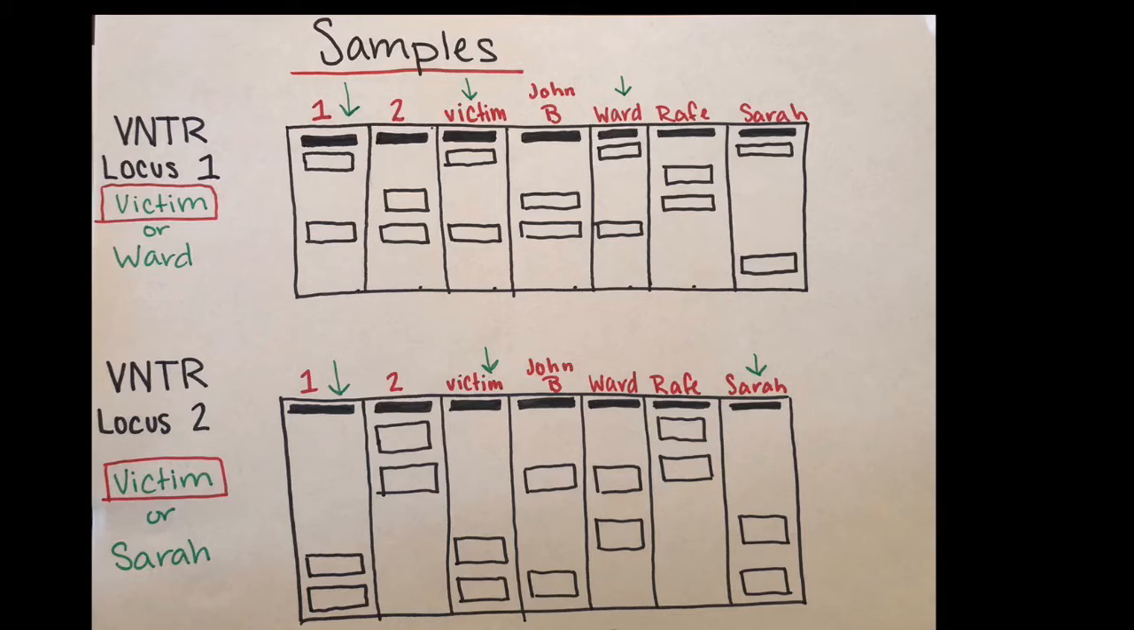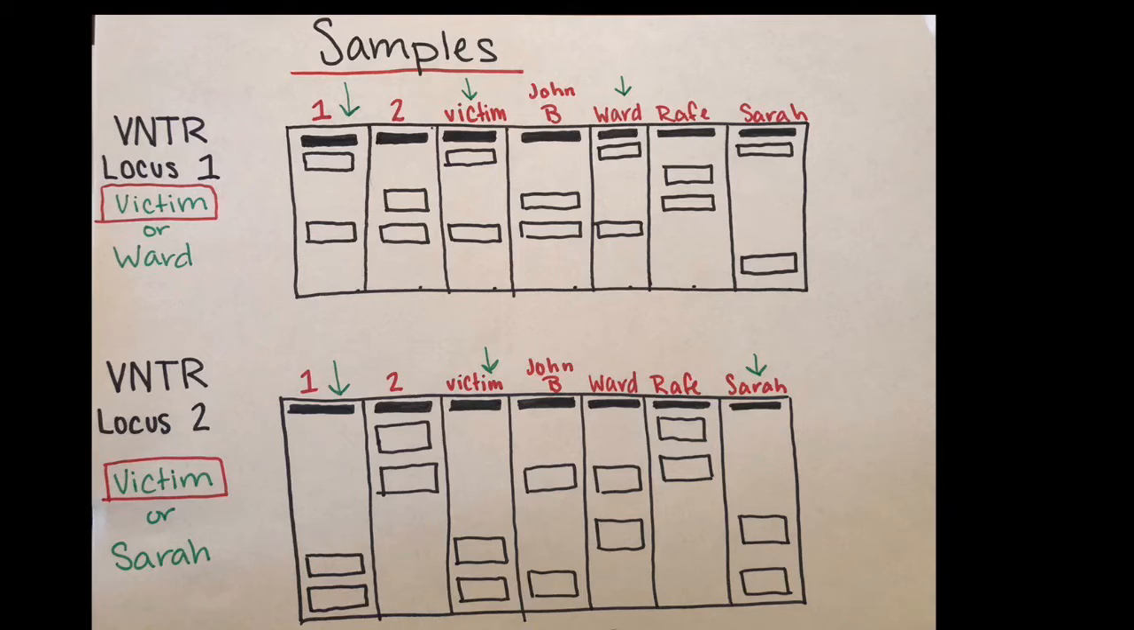Looking at the first sample at locus 1, we can see both the victim and Ward match the DNA. We can cross out everyone else's name. Even though they may match the sample partially, they are still excluded because you have to have an exact match in order to match the DNA.